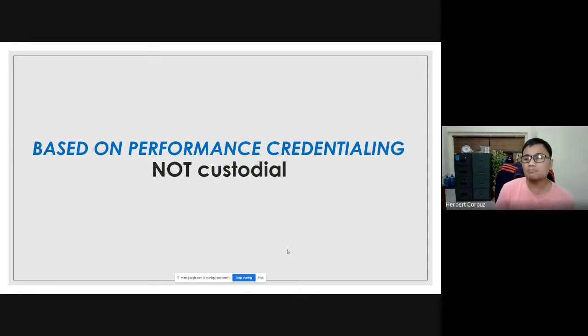It is based on performance credentialing and not custodial. Okay? What do you mean by custodial? Diba our teachers before, okay, they will just have to monitor the activities that we are doing. You do this, you do that, or else you follow the procedure, or else that's being custodial. Okay, a prescriptive way of checking students' learning.